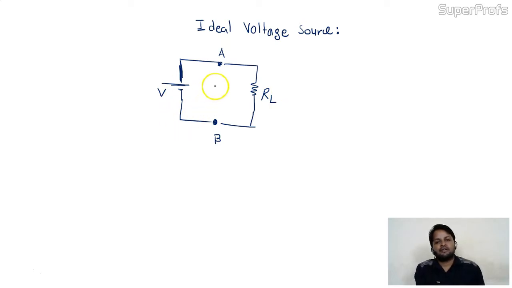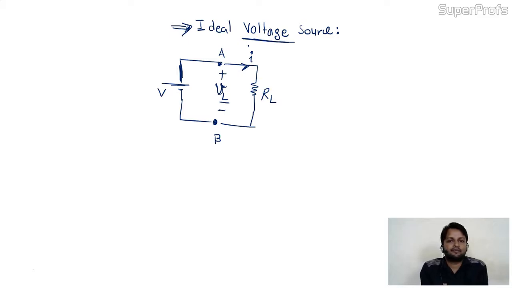So you will have voltage VL across RL, because here the current will flow in the circuit, and because of this current you are getting VL across here. Now according to the ideal voltage source, the definition of the ideal voltage source is that the voltage drop across the resistance or load will be the same, constant. Whatever current you take out from the source, the voltage drop across the load will be constant.